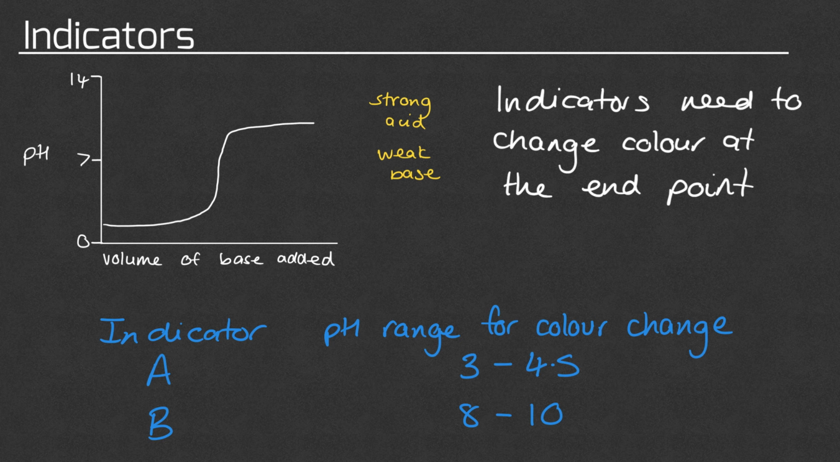So, for example, if we were using indicator A again, we start off well below pH 3. This means it'll be its first colour when it's in the acid. During the equivalence point here, the range for the colour change takes place, and then it'll be its second colour when it reaches the end point.